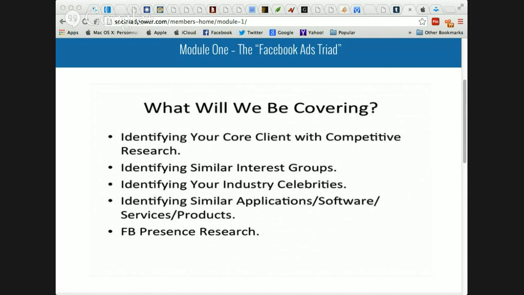So the next thing is we're going to be talking about Facebook presence research. That's where we're going to be going into Facebook, and we're going to be looking at everything that we learned in all of the previous steps that I just talked about, and seeing if Facebook proves what we thought by actually seeing what's there on Facebook. When we get to running ads, we're going to be running these ads on Facebook. So the key is we want to see that all that research lines up with what we're seeing on Facebook. So that's what we're really doing.